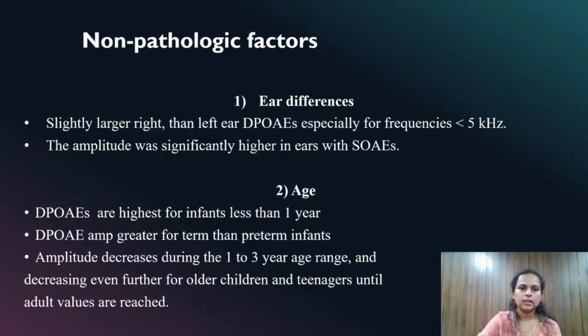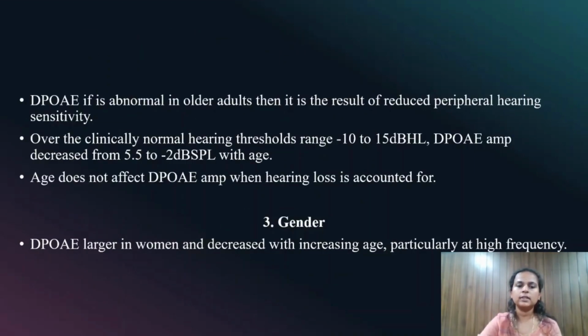And age: DPOAEs are higher for infants less than 1 year, and amplitude is greater for perinatal than prenatal infants. The amplitude decreases during the 1 to 3 year age range and decreases even further for older children and teenagers until it reaches the adult values. If DPOAE is abnormal in older adults, this results from reduced peripheral hearing sensitivity, and age does not affect DPOAE amplitudes when hearing loss is accounted for. And in gender, DPOAE is larger in women and decreases with increasing age, particularly at high frequency.